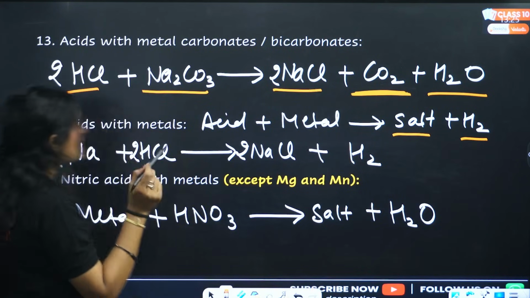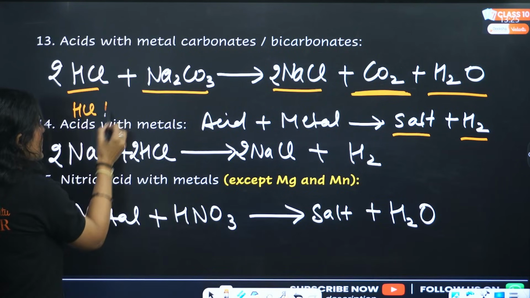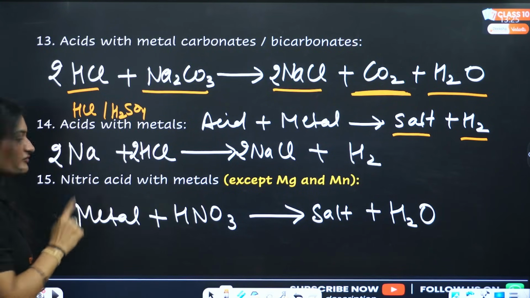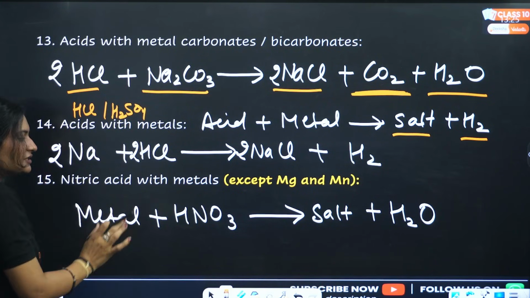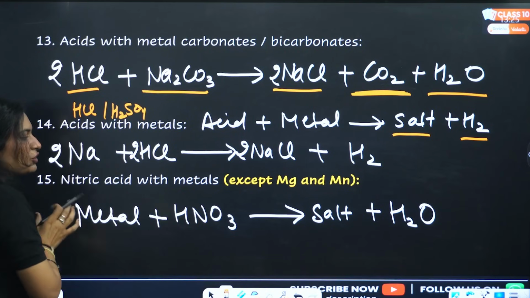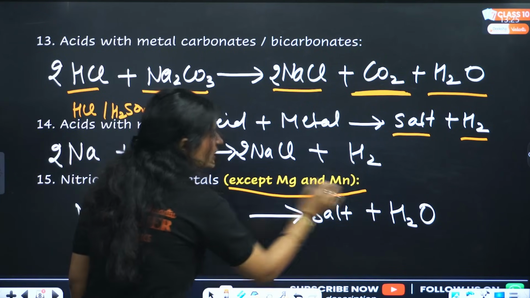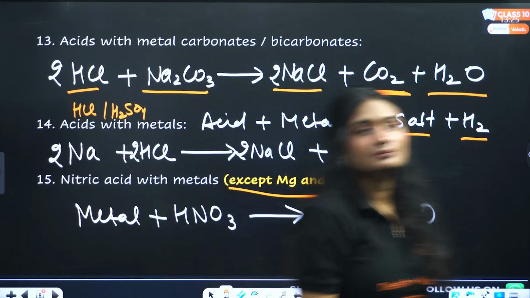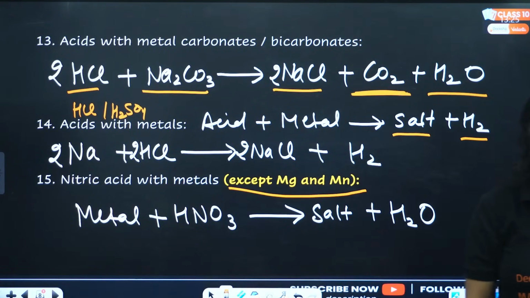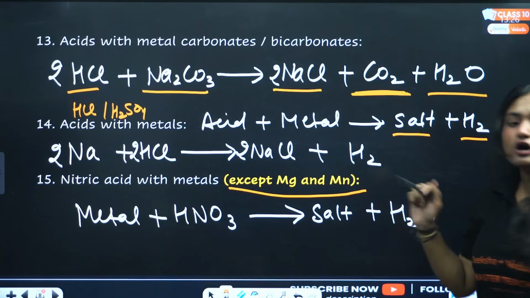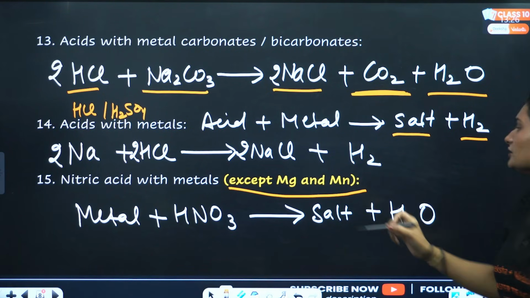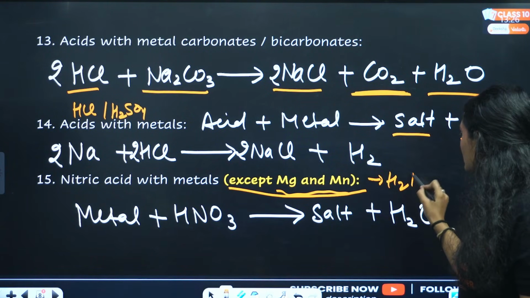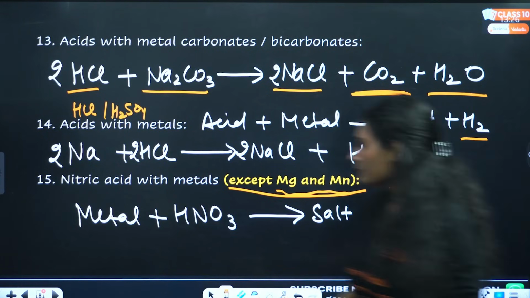Okay, now these acids are hydrochloric acid and sulfuric acid. Then there is other acid, right? Nitric acid. With nitric acid, the reaction is a little different. Nitric acid with all the metals except magnesium and manganese does not evolve hydrogen gas. It gives salt plus water. With magnesium and manganese, it evolves hydrogen gas. Okay.